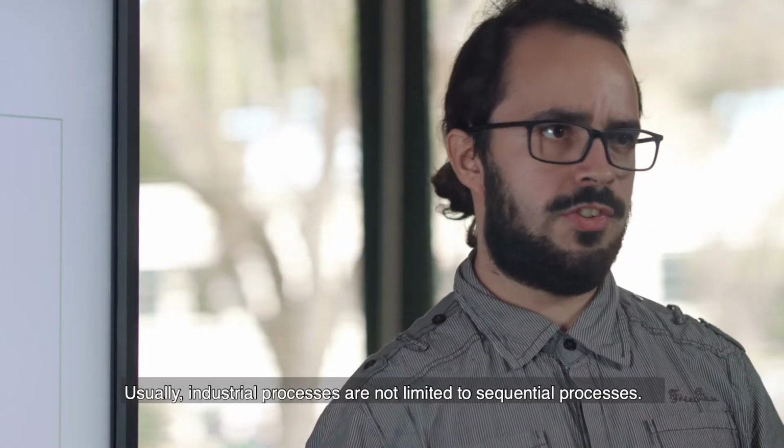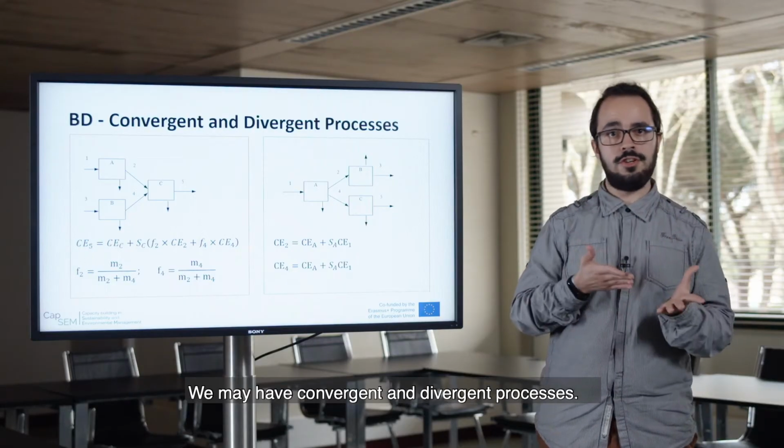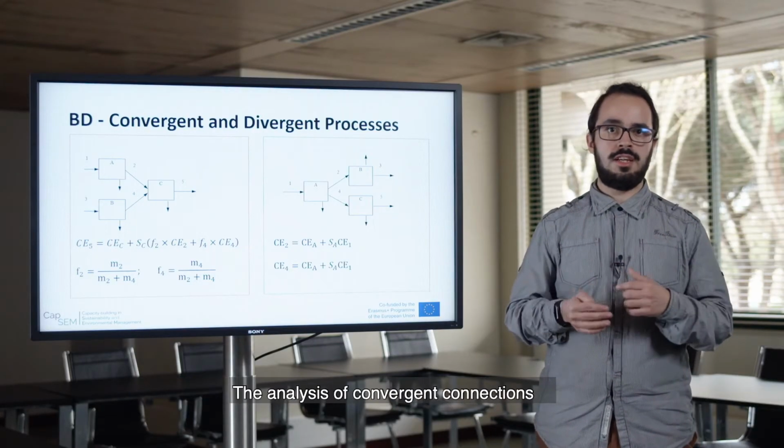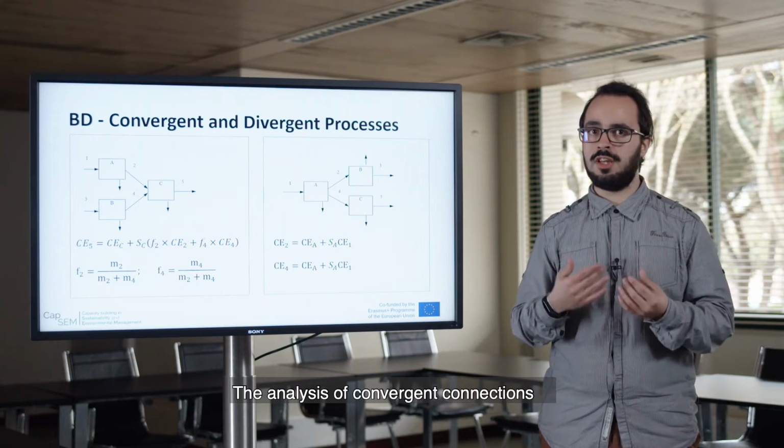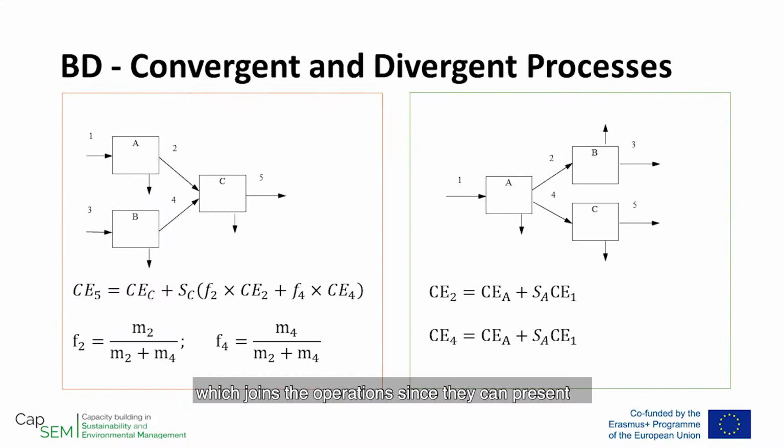Usually, industrial processes are not limited to sequential processes. We might have convergent and divergent processes. The analysis of convergent connections makes it necessary to know the mass proportions of the flows which join the operation, since they can present different values of the specific consumption of the product.